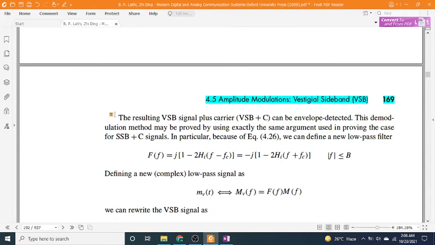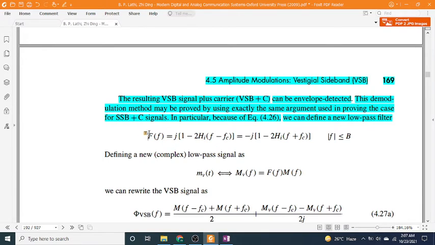The resulting VSB signal plus carrier, VSB plus C, can be envelope detected. This demodulation method may be proved by using exactly the same argument used in proving the case for SSB plus C signals. In particular, because of Eq. 4.26, we can define a new low-pass filter.